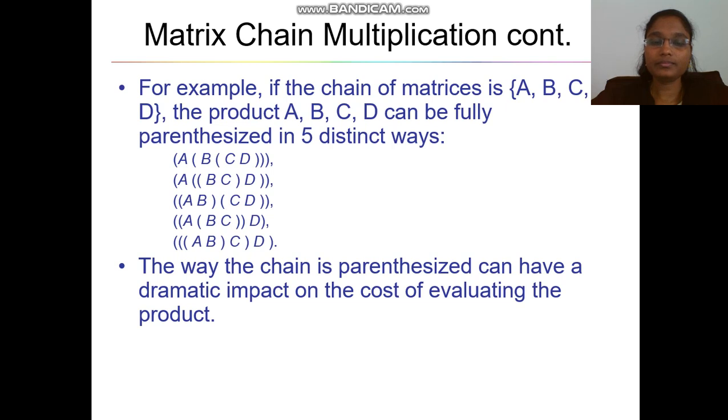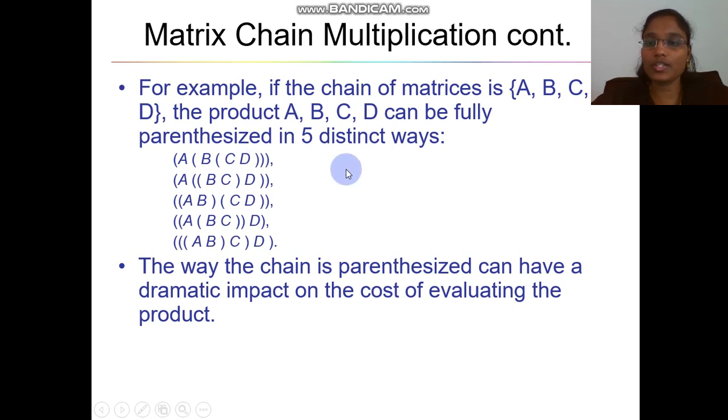Since matrix multiplication is associative, any kind of parenthesization we apply will give you the same product. In this example, we have a chain of matrices A, B, C, D, and this can be parenthesized in 5 distinct ways. You can see here, first C and D can be multiplied, the result is multiplied with B, then the result is multiplied again with A. And here again BC is done first, then the result is multiplied with A and then again with D. Here AB is done separately, CD is done separately, then those two results are multiplied together. Like this we have 5 distinct ways to parenthesize this chain of matrices.